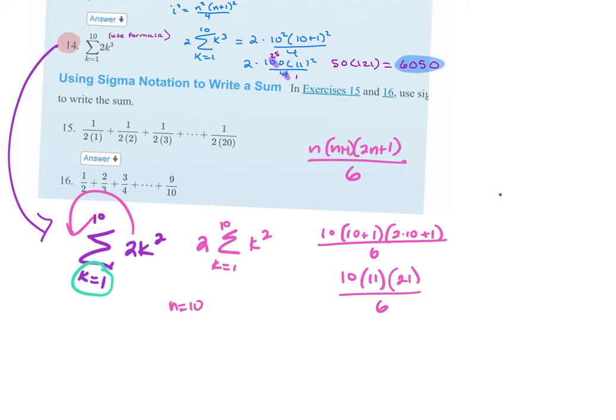Try to use your calculator, so get used to using that scientific one. 10 times 11 times 21 divided by 6, and I'd get 385, but then you'd have to multiply by 10. Not by 10, sorry, by 2, from the front. I grabbed the wrong thing. By 2, and you get 770.